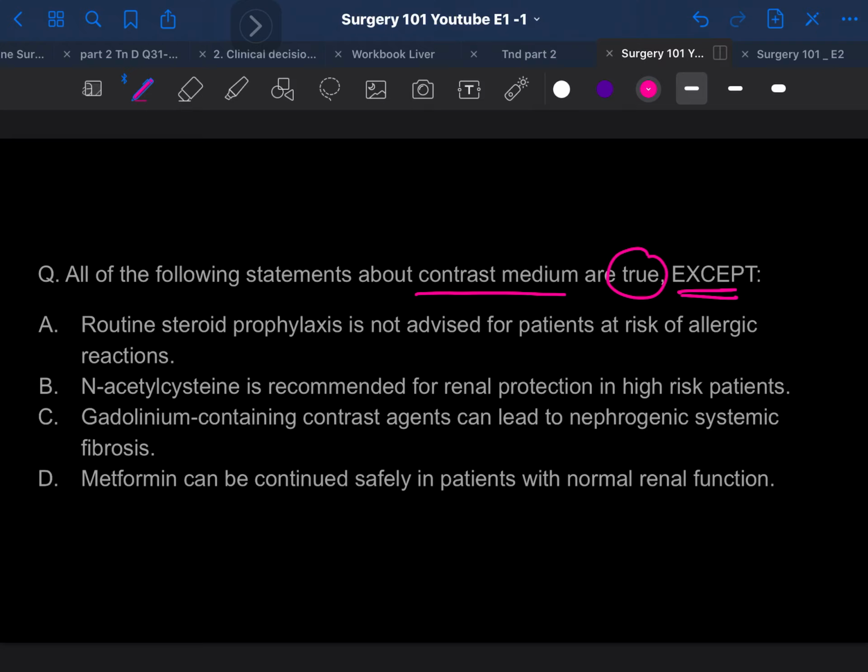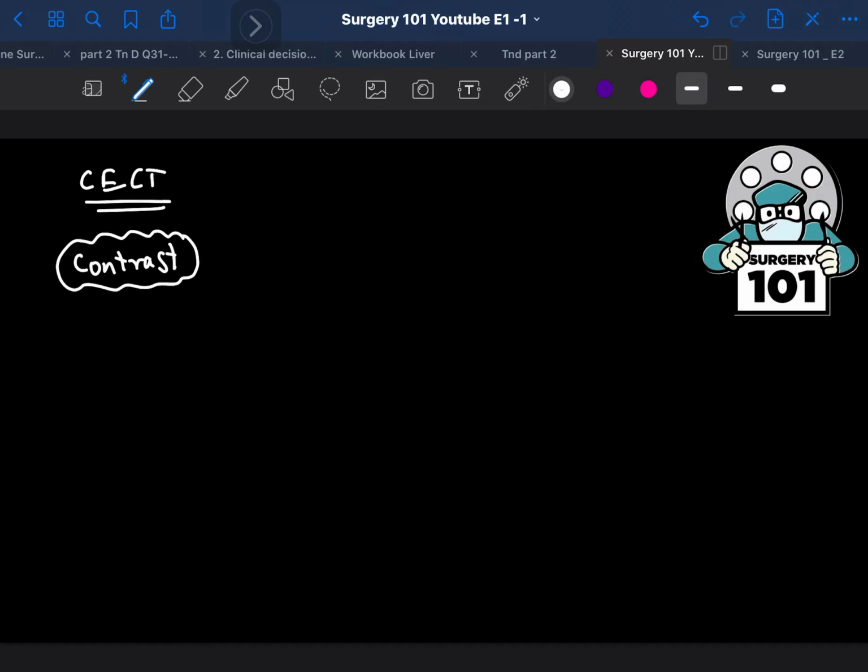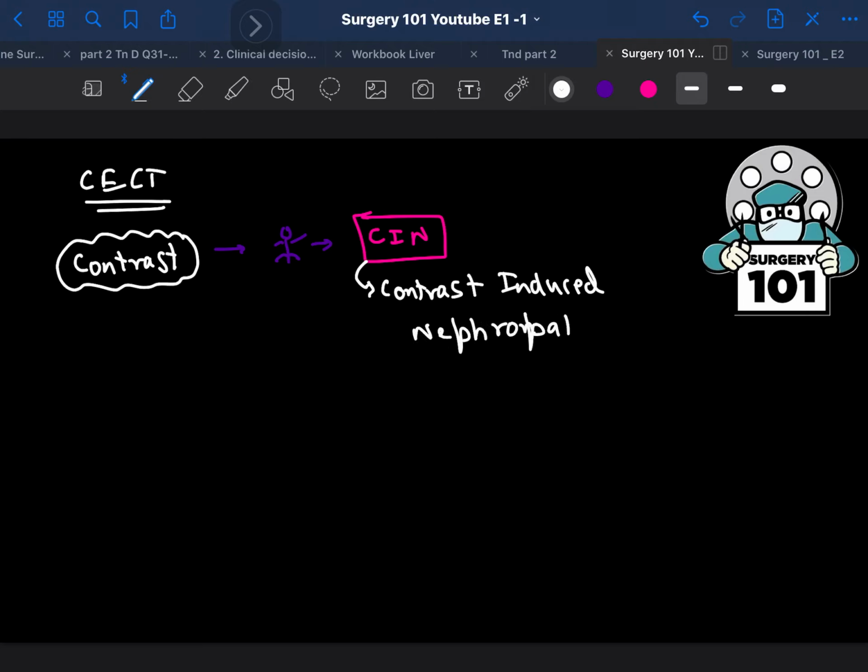Now, what you need to understand is that when you perform a contrast enhanced CT scan, CECT, obviously you are giving the contrast to this particular patient. And if this contrast is given, the patient may land up into CIN. Now, what is CIN? CIN stands for contrast induced nephropathy. Now, not all patients land up into this, but yes, there is a propensity that the patient might land up into contrast induced nephropathy. Now, this particular question is trying to ask you which of these statements regarding the contrast medium is not true.